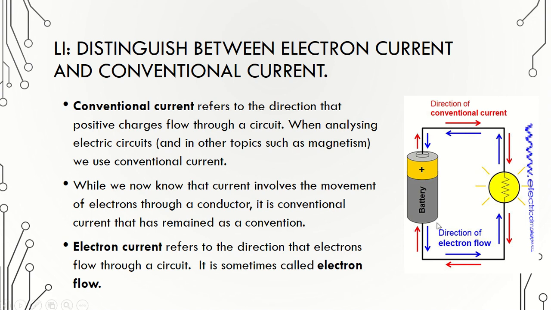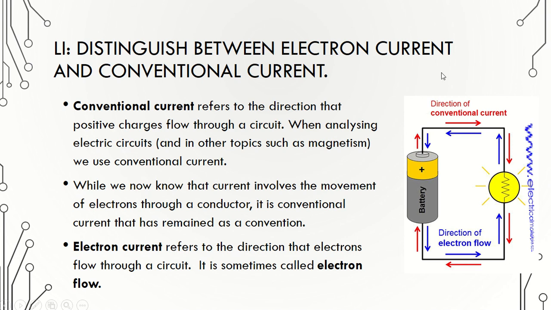So we now know that electrons are the charge carriers that flow around a circuit, and we know they flow from the negative end of a battery to the positive end. However, a lot of physics, both at high school level and university level, still uses the convention of current going from positive to negative. So this is what we call conventional current, and this is what we call electron current, or sometimes electron flow.